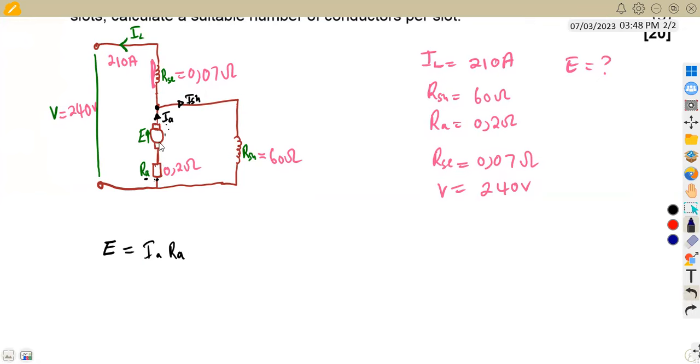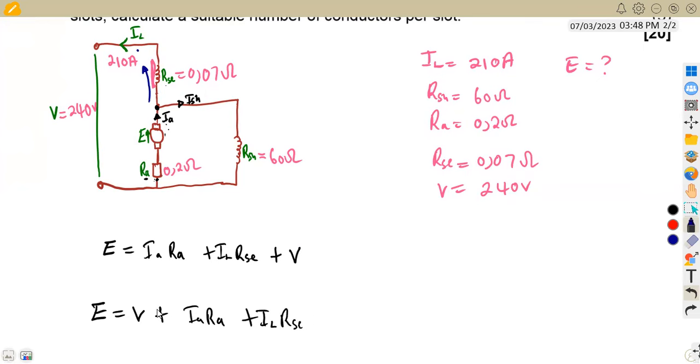So here we're going to have this. If we move on here, we are going to see that we have this one in series with the load current. So we are going to have the load current times the series resistor. Then if we move on from this point to this point, we have the terminal voltage, which is our V. So this is the formula that we are going to use to calculate our generated EMF, which is taken from V plus the armature current times armature resistance, plus the load current times the series resistance.